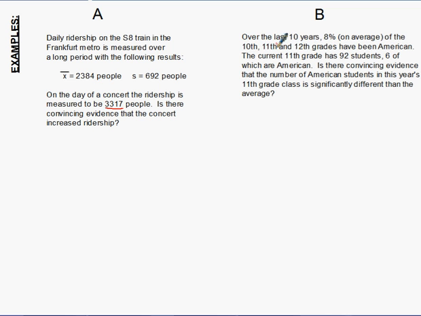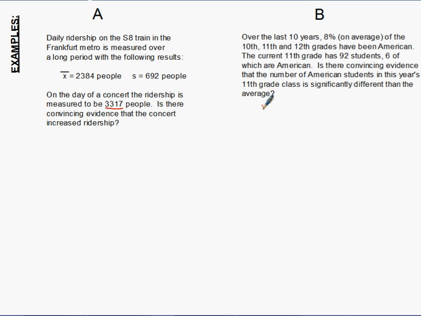The other example: over the last 10 years, 8% on average of the 10th, 11th, and 12th graders at an international boarding school, for example, have been American. The current 11th grade has 92 students, 6 of which are American. So we're also looking for convincing evidence that the number of American students in this year's 11th grade class is significantly different than the average.